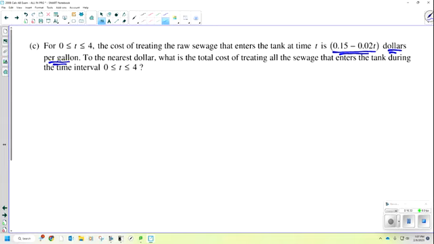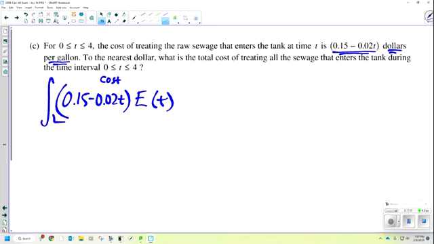So how do I figure out my gallons entering in? Well, that's E of t. That's my gallons entering in. That's the rate. I multiply that times my cost per gallon, which is 0.15 minus 0.02t. So that looks like garbage. I expect better for myself, so I'm going to rewrite that. 0.15 minus 0.02t. And I multiply that, and I integrate that whole thing. This expression here would give me costs. And I integrate that from 0 to 4 to add up all that cost.